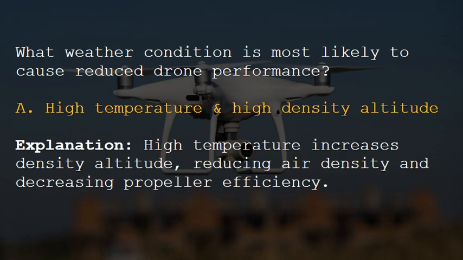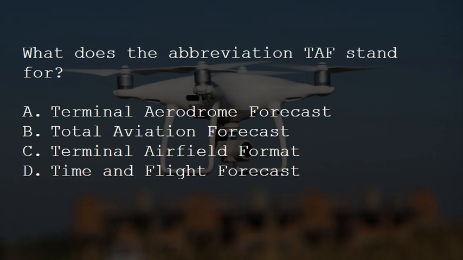The answer is A. High temperature and high density altitude. This is because high temperature increases density altitude, reducing air density and decreasing propeller efficiency. What does the abbreviation TAF stand for?